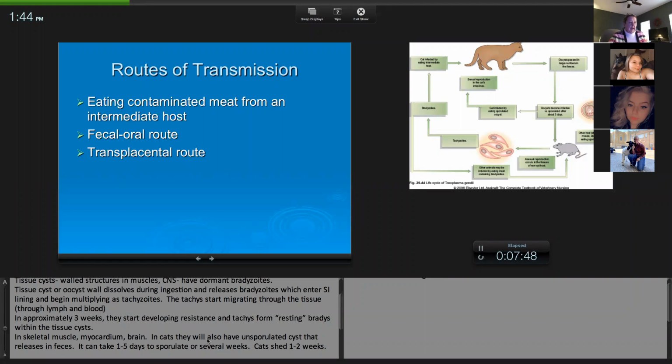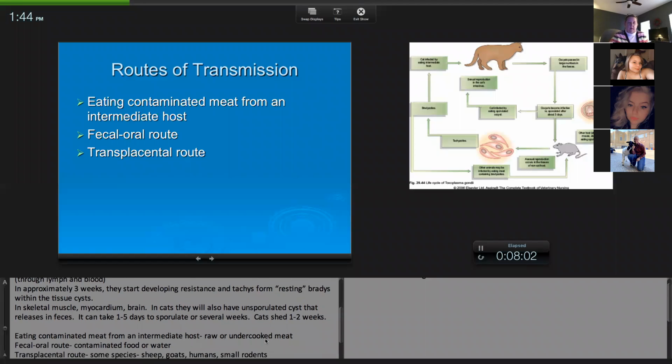Now in cats, they will shed the unsporulated cyst form, and it can take about 1 to 5 days to sporulate, and they can shed up to 1 to 2 weeks. So they can be continuing to shed, and where does a cat shed? Well, where they defecate. So obviously in the litter box, or if they're outdoors, cats sometimes like to defecate in garden beds or around a house foundation, anywhere a cat tends to go.